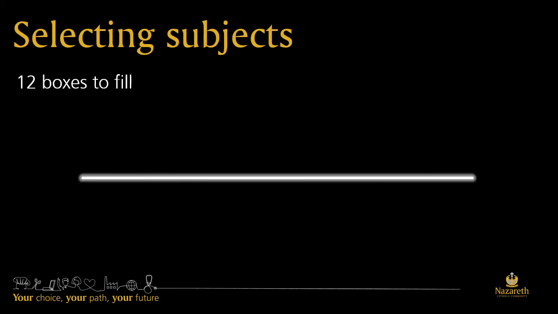So now we've got to think about selecting your actual subjects. Really what we're talking about is filling 12 boxes. If you think about it, we have a 6-line timetable structure at Nazareth where you undertake 6 subjects during semester 1 and 6 subjects during semester 2. You can think about that white line dividing all those 12 boxes as being the line that divides semester 1 from semester 2. So 12 boxes to fill in total.